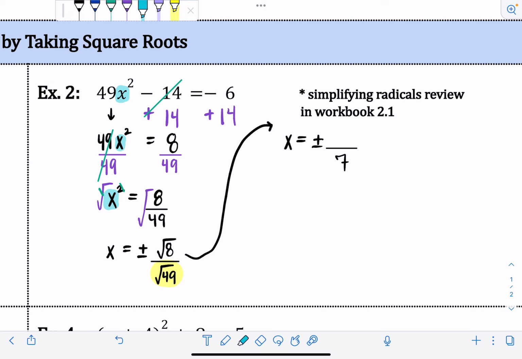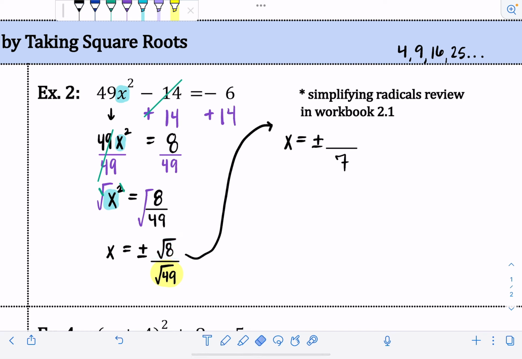And then for the square root of 8, well, 8's not really a perfect square, but it does have a perfect square factor. So perfect squares are numbers that you get from squaring another number. So like 4, 9, 16, 25, and so on. Those are all perfect squares. And 4 is a factor of 8. That means that I can simplify it.